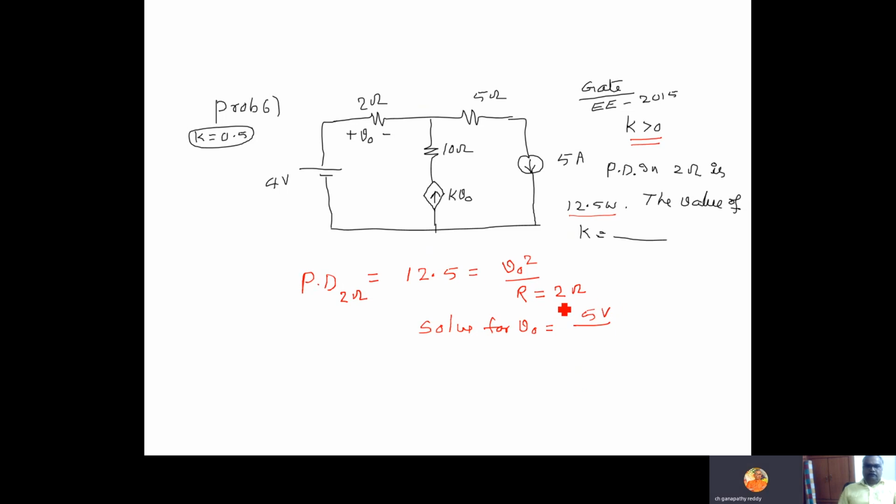If this V naught is 5, what is this current now? 5K. Okay. What is this current? What is the V naught we got? 5. 5 by 2 is how much? 2.5. This current is 2.5, this current is 5K, this current is 5. So as per current law, 5K, K is the constant, not kilo ohm, 5K plus 2.5 is equal to 5 amps as per current law. Now solve for K.